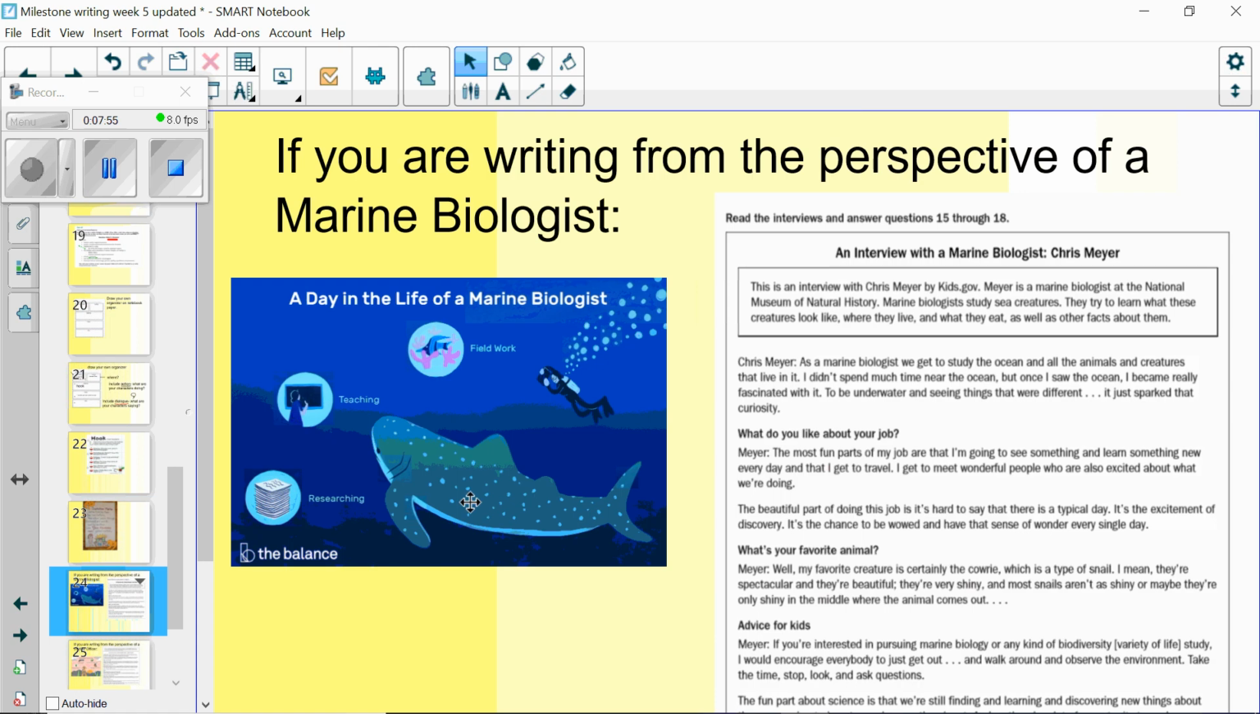So if you're writing from the perspective of a marine biologist, you're going to refer to this interview with the marine biologist, and then this graphic to help you remember some of the things that they do in their daily life. They do research, they teach others, and they do field work where they're in their field. Their field is the ocean. So you are writing a story pretending you're a marine biologist.